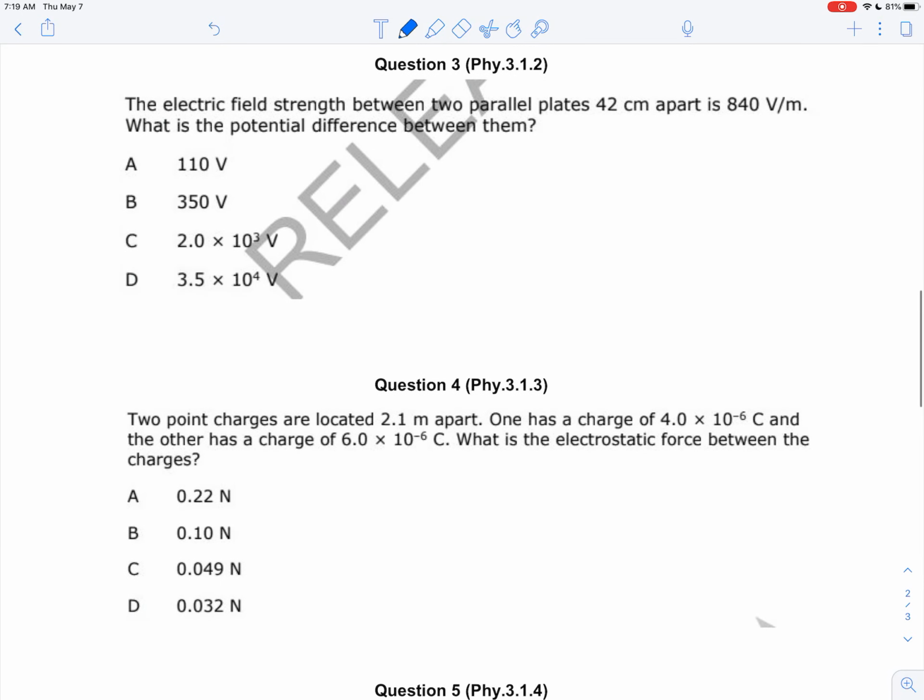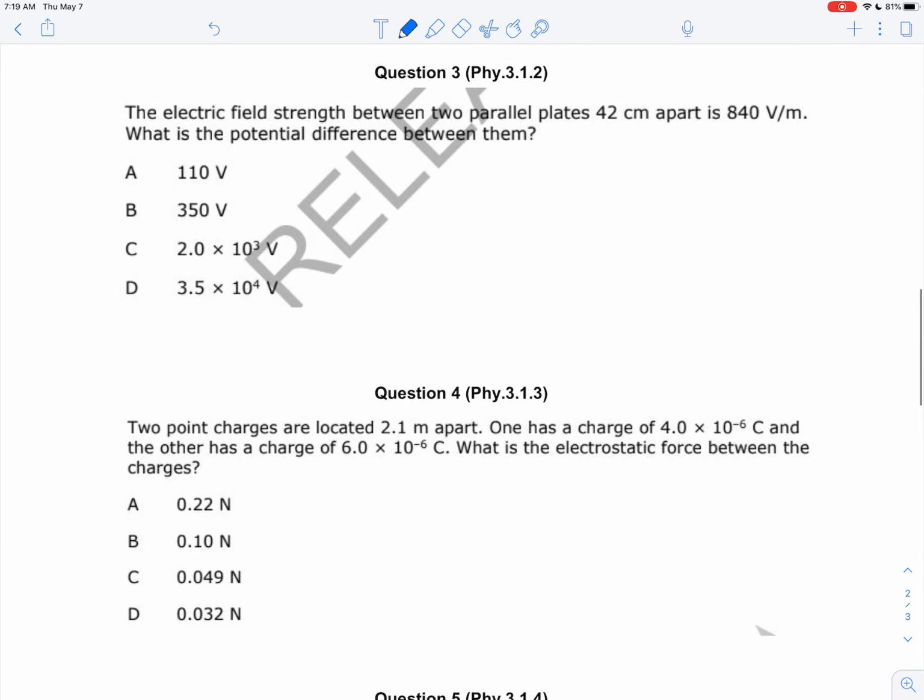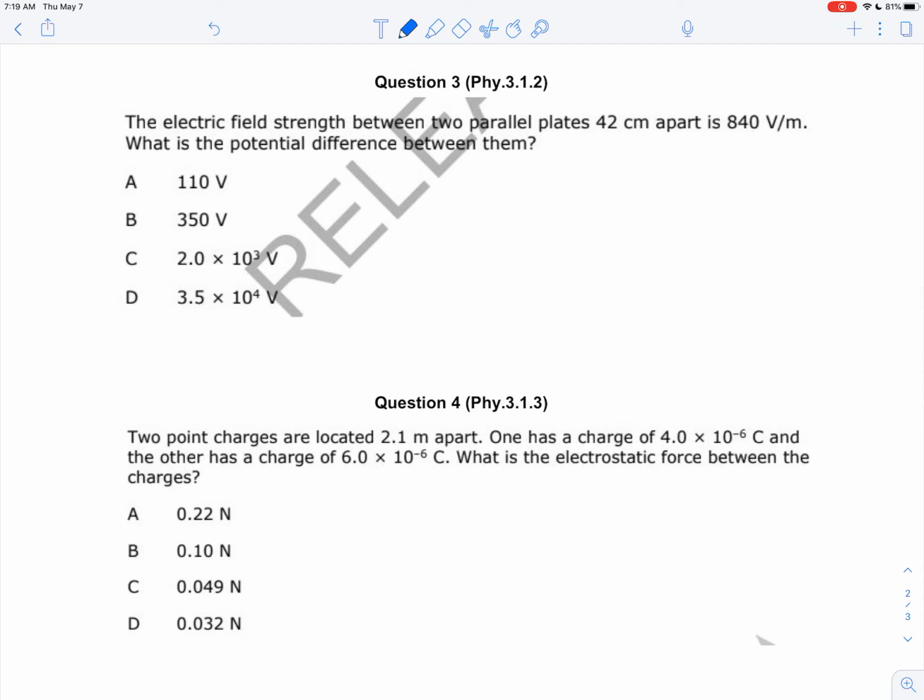Number 3. The electrical field strength between 2 parallel plates that are 42 centimeters apart is 840 volts per meter. What is the potential difference between them?